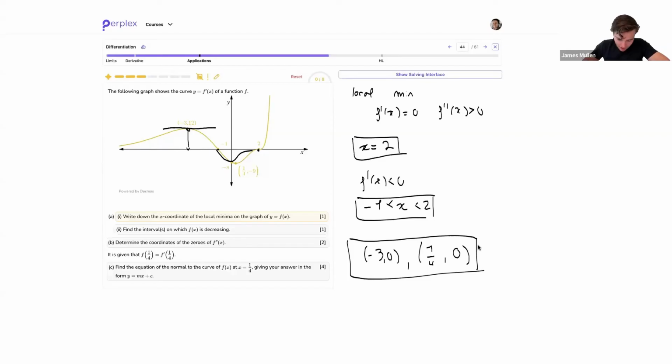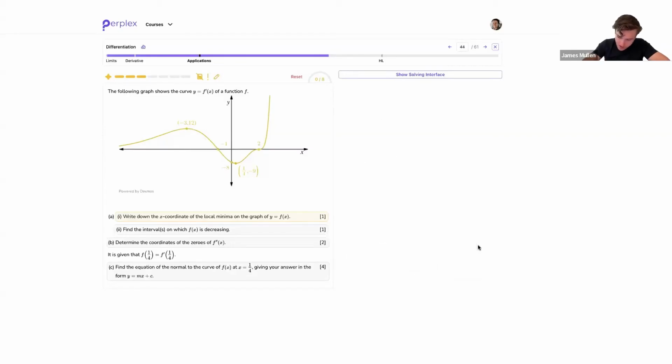And finally, we want to find the equation of the normal to the curve at x is equal to 1 over 4, giving your answer in the form y is equal to mx plus c. And I am told that f of 1 over 4 is equal to f prime of 1 over 4. So f prime of 1 over 4, I can see is equal to negative 9. So that means f of 1 over 4 is also equal to negative 9. Now, using my point slope form, that means that this is the m of the tangent, so we're not quite there yet. That means that m of the normal is equal to 1 over 9.